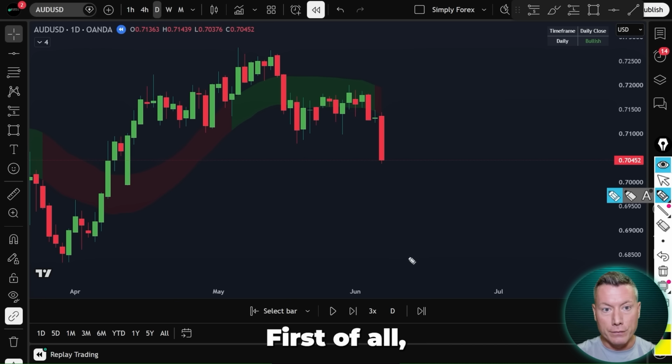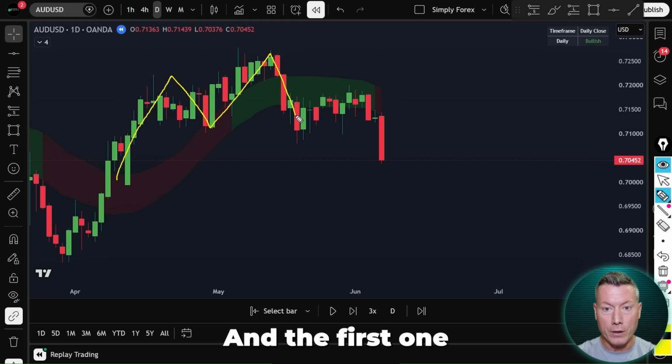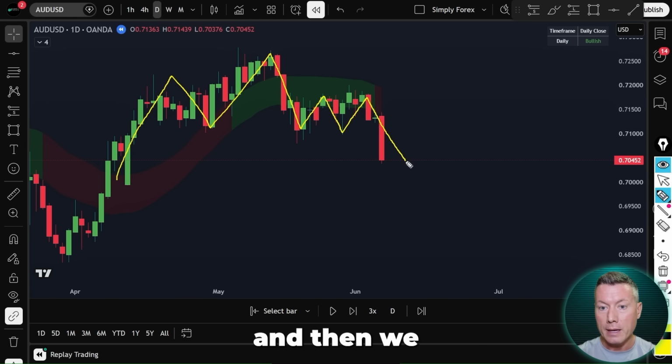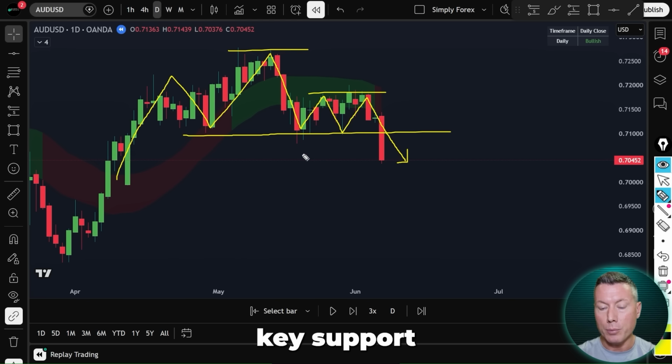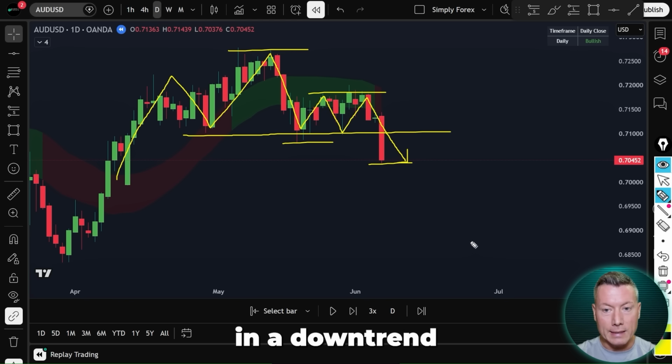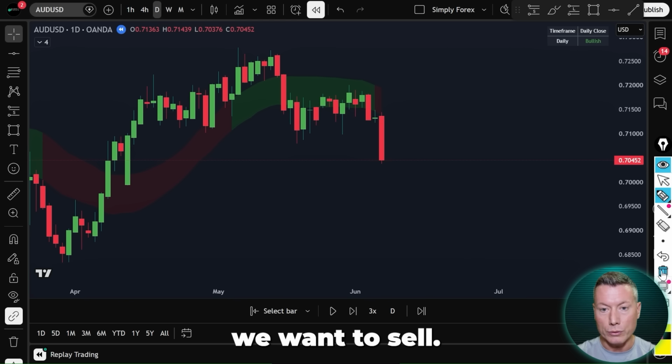First of all, this is the day chart, and this is where I start my analysis every time. We're going to go through those points, and the first one is structure and trend. We were kind of here, and then we broke down. We're in a downtrend. We're getting lower highs. We broke this key support through here. We're getting lower lows. We're clearly in a downtrend. That tells us we want to sell.